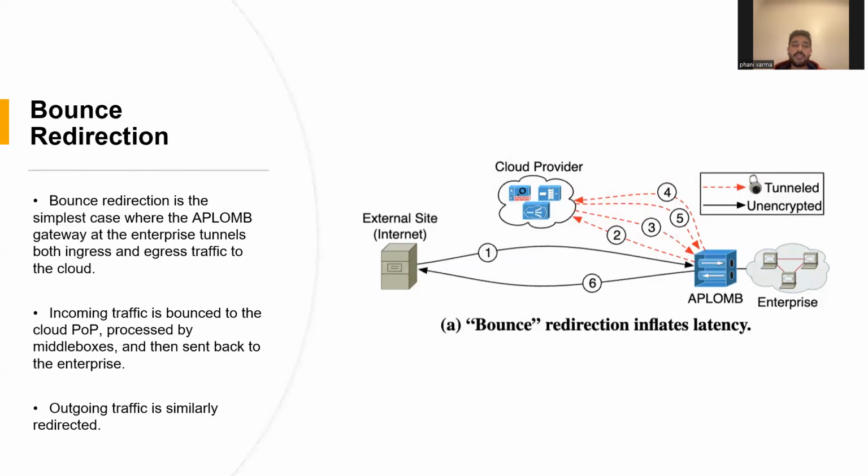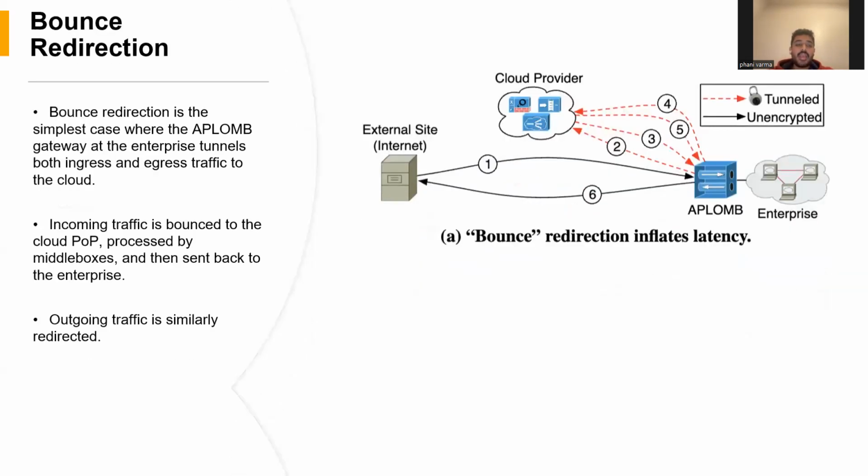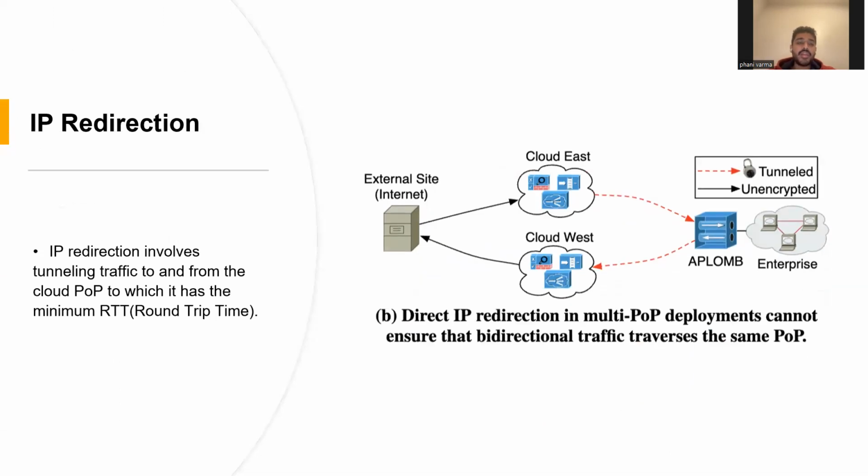Here we have a simple picture for bounce redirection. Here we can see that the external site, which is the internet, will pass the data. We have two kinds of data, one is tunnel and another one is encrypted data. From there, it again goes to the cloud providers, and the cloud providers will send it back to the Aplomb gateway. Like that the whole process is done, and we can call this process bounce redirection, which implies higher latencies.